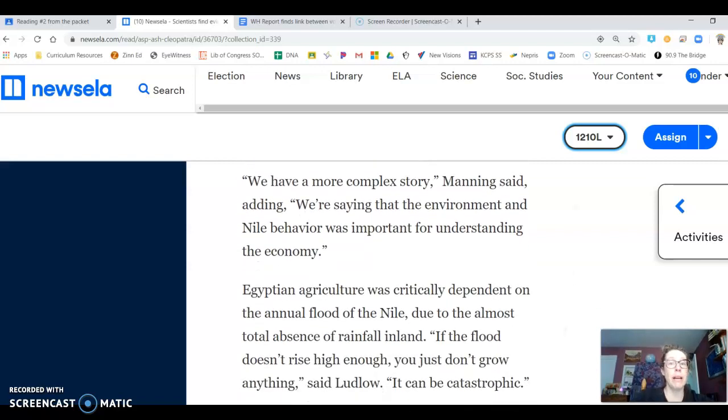"We have a more complex story," Manning said, adding, "We're saying that the environment and Nile behavior was important for understanding the economy." Egyptian agriculture was critically dependent on the annual flood of the Nile due to the almost total absence of rainfall inland. "If the flood doesn't rise high enough, you just don't grow anything," said Ludlow. "It can be catastrophic!"